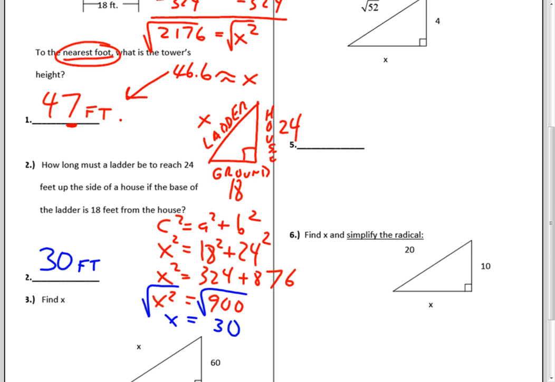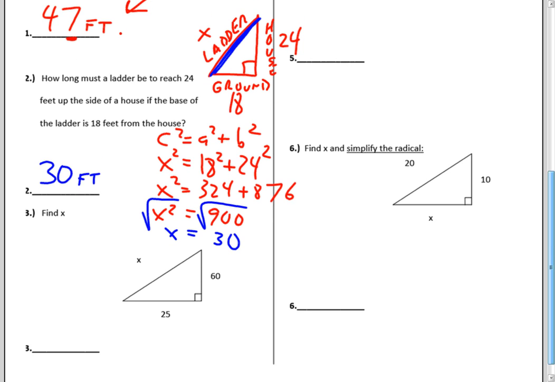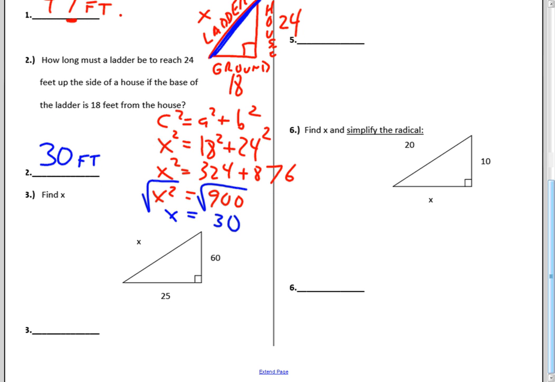What did you do wrong? Did you not know that the ladder was the hypotenuse? The ladder is the leaning part. We've got time today, so if you need me to go over something, stop me. What am I looking for in number 3? Is it a leg or a hypotenuse? Hypotenuse. So this is really the C part.